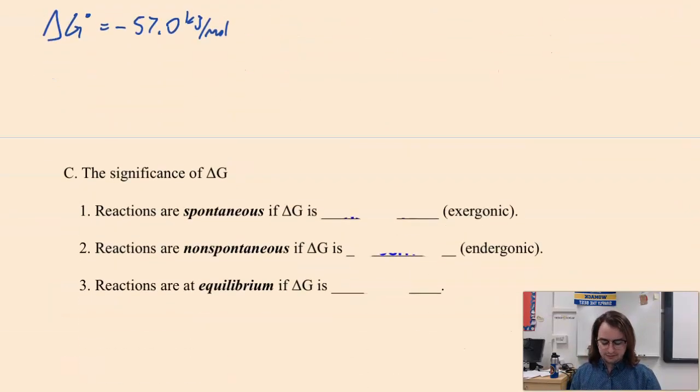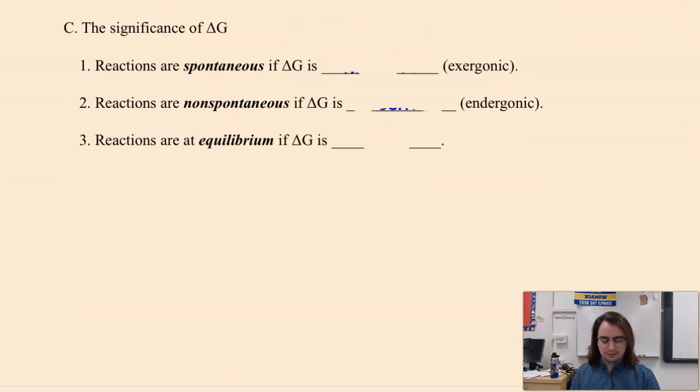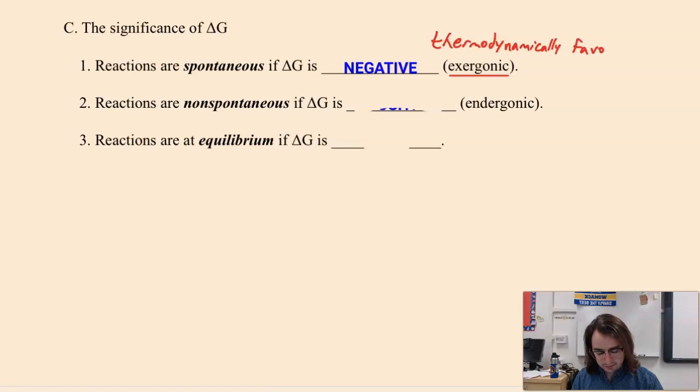All right, so for G, if a reaction is considered spontaneous, again, meaning that it happens on its own, it is negative. So a negative delta G is a spontaneous reaction. This term here that we have in the notes, exergonic, that's not really a term that we use very much anymore. The term that you'll probably see, whether it's in this class or in the future, is thermodynamically favored. That's the more appropriate term, so just keep that in mind.